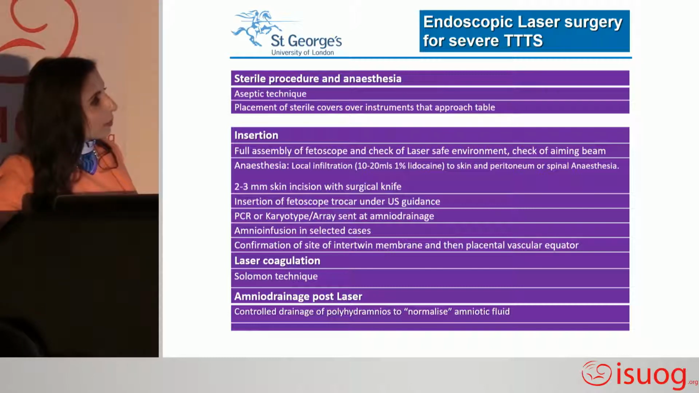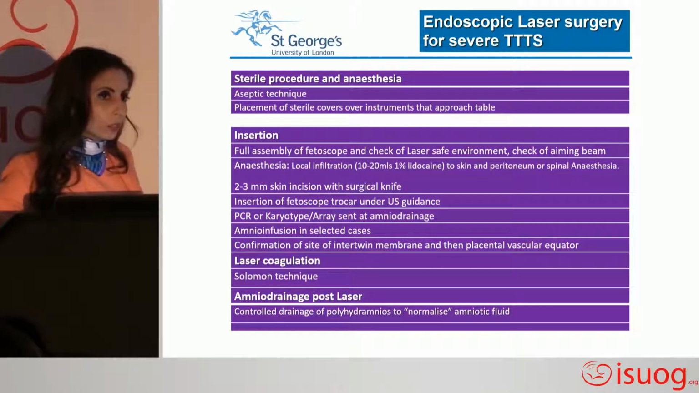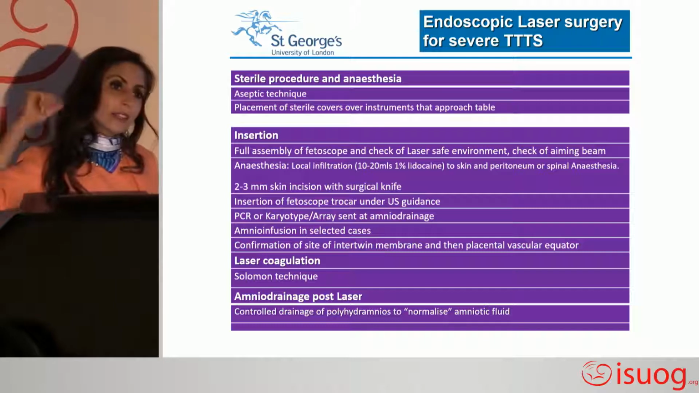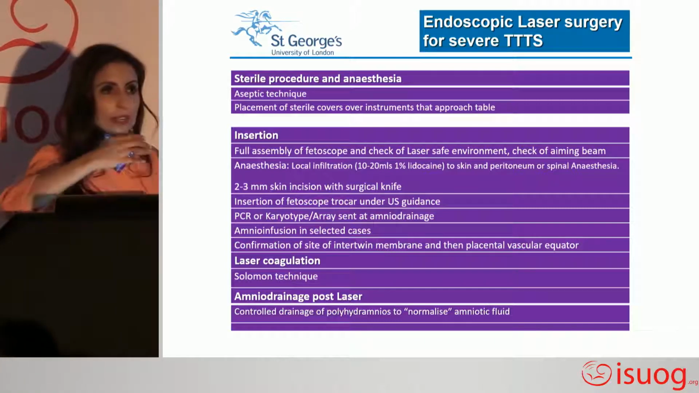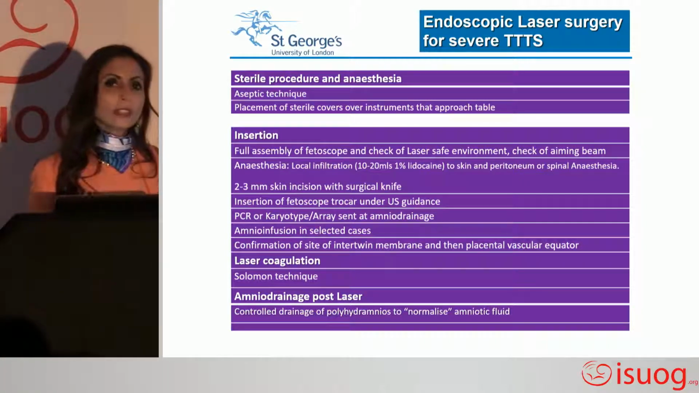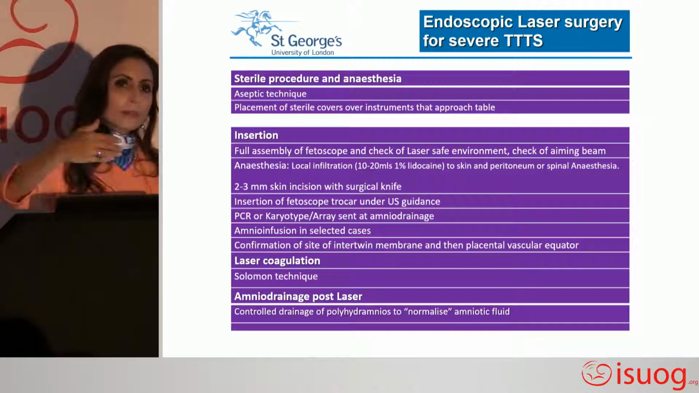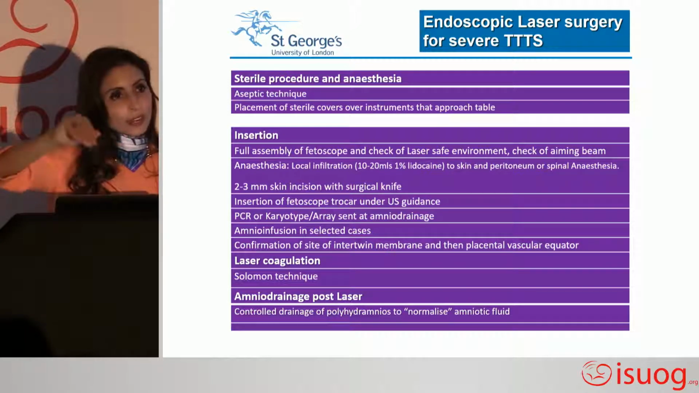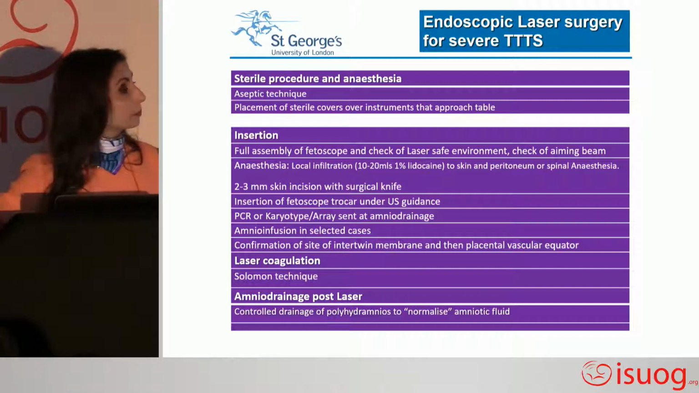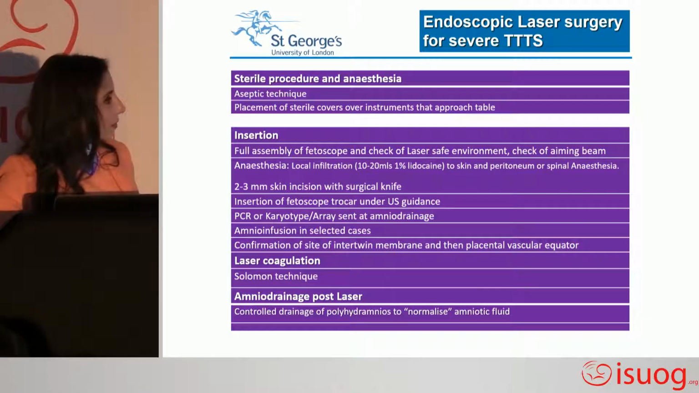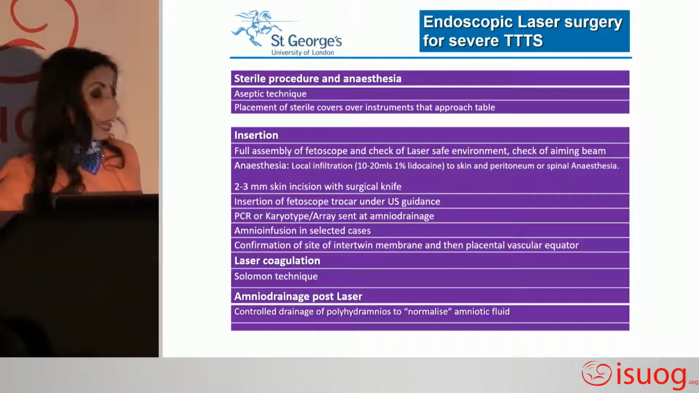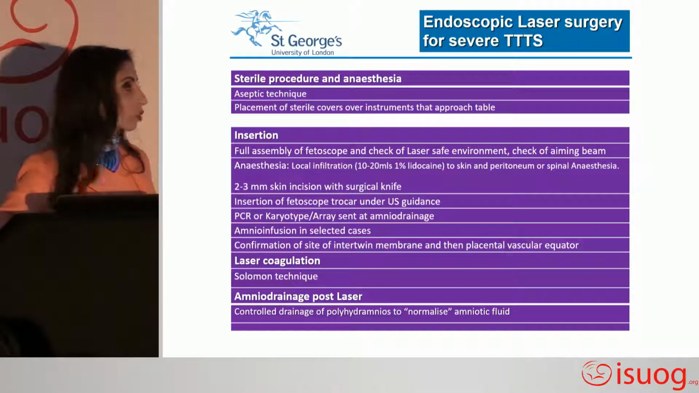As for the intertwin membrane, once you go in, you want to make sure that your planning, the scanning, and determining where the entry site is correct. And you know that if you can go inside, see the membrane, and actually be able to see the entire equator, you know that you planned it properly. The laser, we will do the Solomon technique, and we're going to discuss that in detail. And at the end, after we finish, we do amnio drainage.